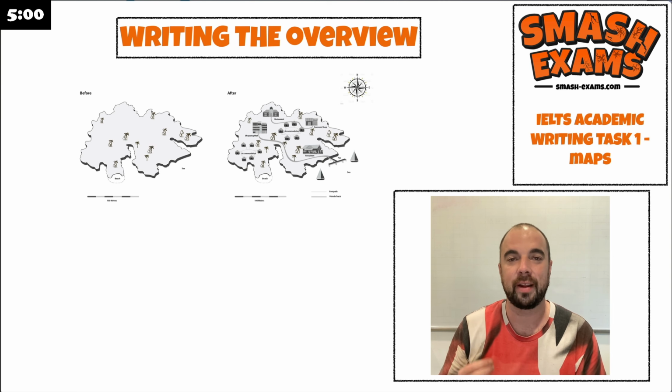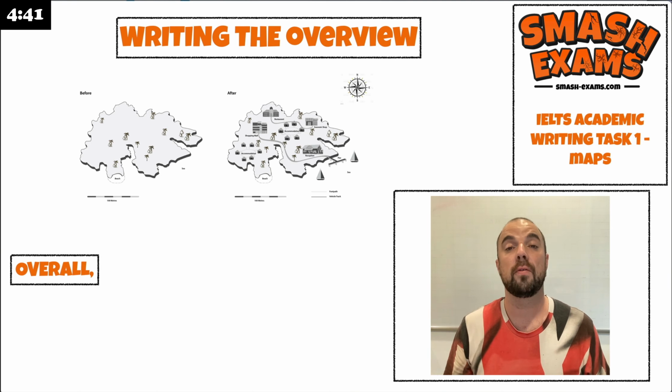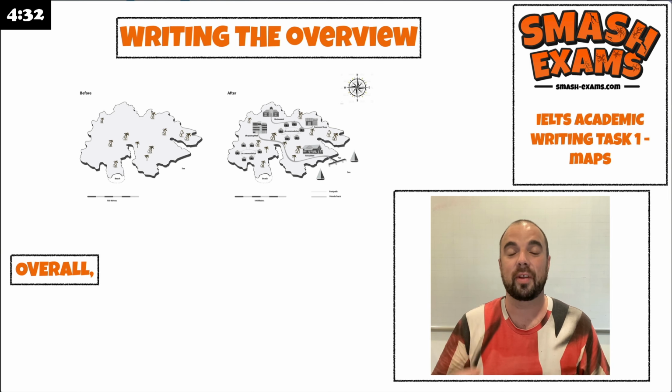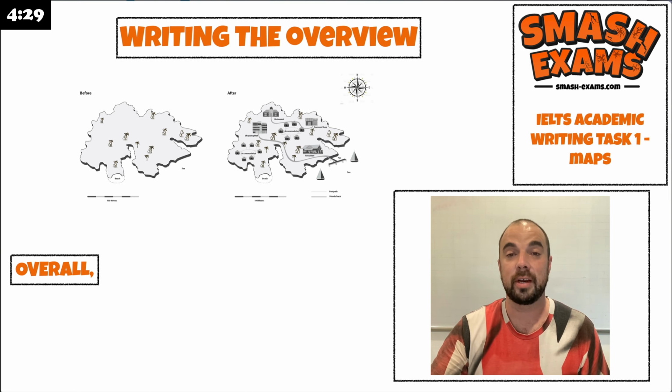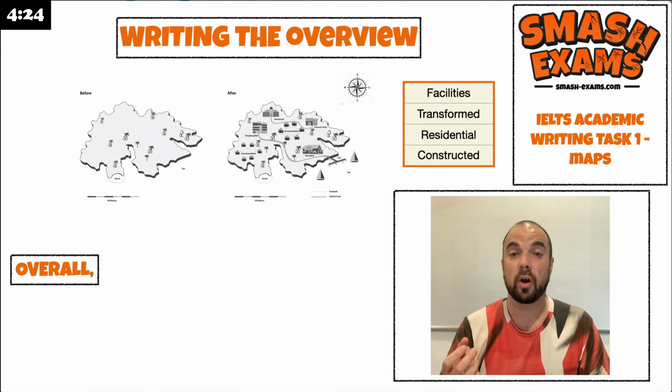After the introduction, you need to write an overview. And in the overview, like with all of the tasks possible in Academic Writing Task 1, you need to talk about the main features and in general what has happened to the island between the past and the present. As always, the best way to start an overview is with the keyword overall. Using overall ensures that your overview sticks to the main trends and doesn't go into the details. The details are saved for the body paragraphs. So start with overall. Also, some key vocabulary you can use: facilities, which basically means attractions or tourist attractions. Transformed means changed. Residential is another word for accommodation.